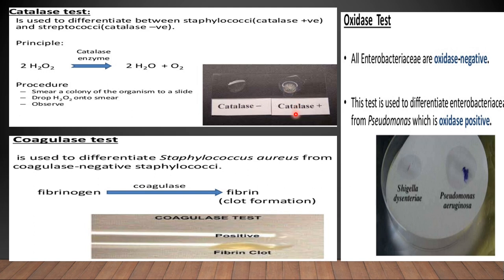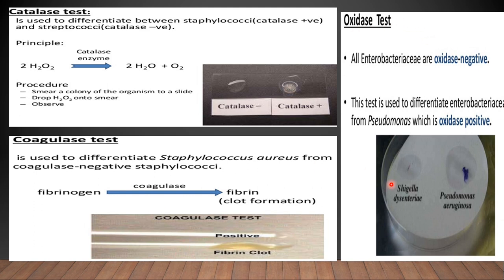catalase test. Then coming to the coagulase test, here you can see the positive test, where a fibrin clot is going to be seen. If the clot formation occurs, it's a positive test. If it does not, then that is considered a negative test. This is also used to differentiate Staphylococcus aureus from the coagulase negative Staphylococci.